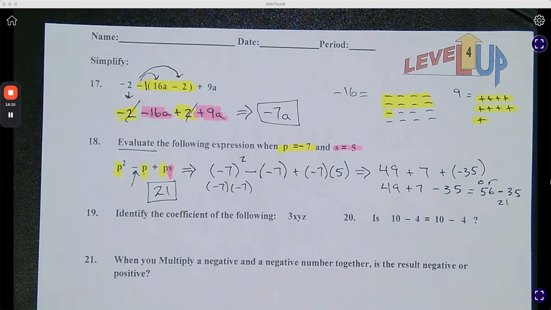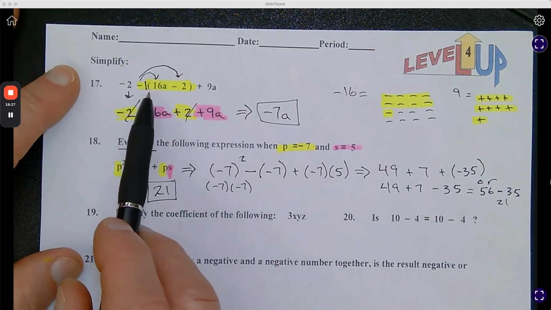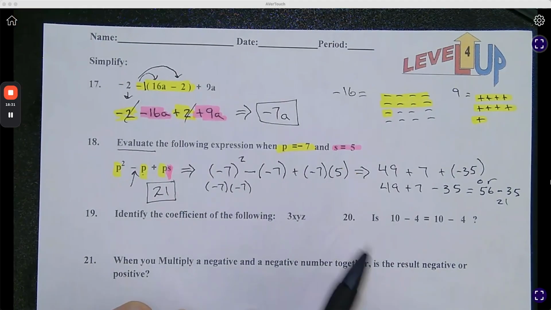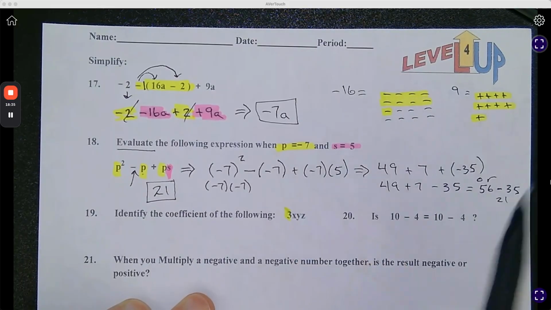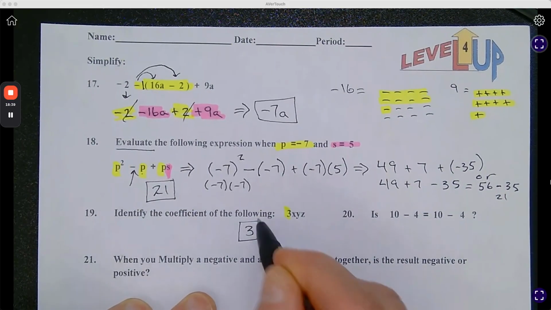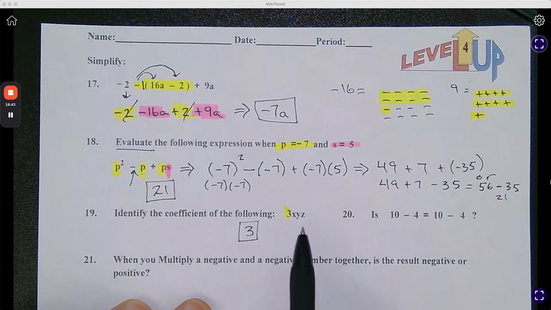Identify the coefficient. That's how many you have. That's the count, right? The coefficient here is -7, 9, 16. So the coefficient is how many you have. Here, the coefficient is, what you think? 3. Very good. How many terms is that? That's one term. There's no addition or subtraction. Multiplication, that's all being multiplied together. Multiplication does not separate terms.